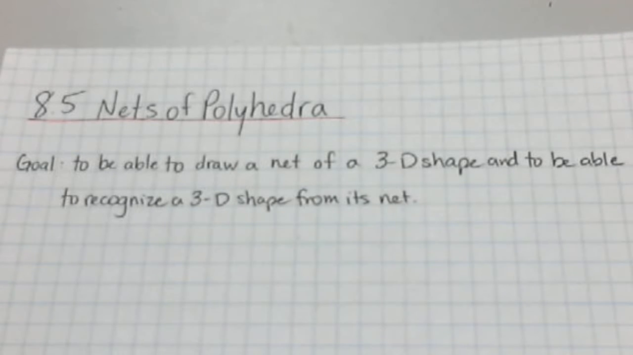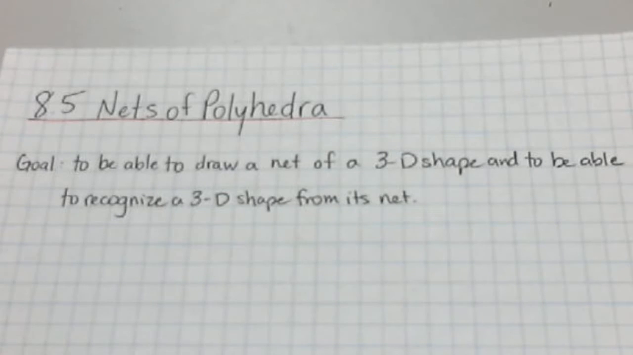V Teaches Math. And today what we're going to do is move on in our unit on 3D geometry, and we're going to move on to something called nets of polyhedra. So our goal for today is to be able to draw a net of a three-dimensional shape and to be able to recognize a three-dimensional shape from its net. I think another benefit of understanding nets is the ability to calculate surface area, which we'll get into tomorrow.